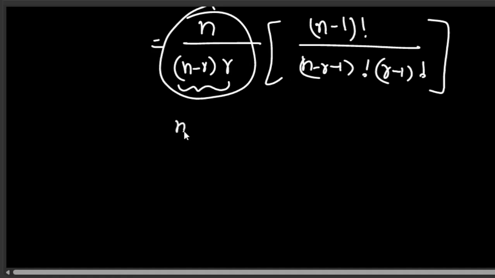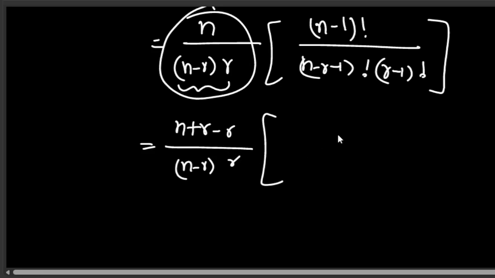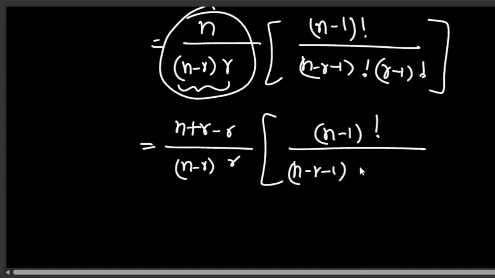So I can write this as n plus r minus r by n minus r into r. నేను ఏం చేయలేదు, సింపుల్ ప్లస్ ఆర్ మైనస్ ఆర్ చేసిన, it's same, right? This is same as n minus 1 factorial, n minus r minus 1 factorial into r minus 1 factorial.